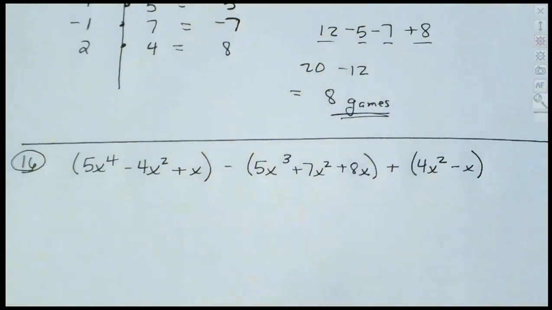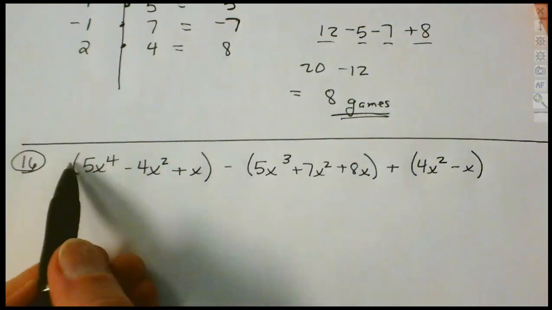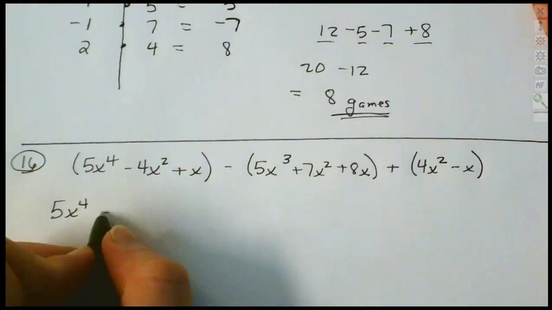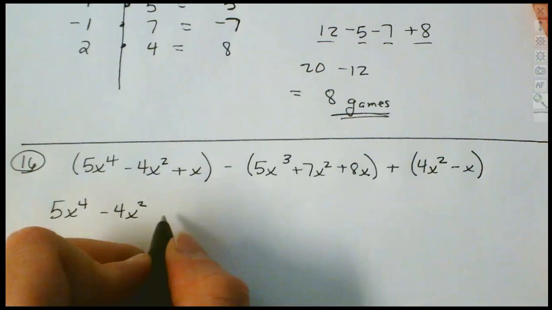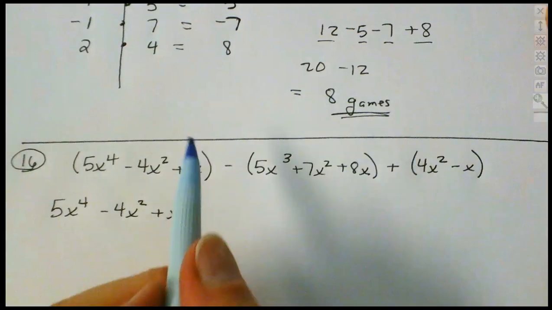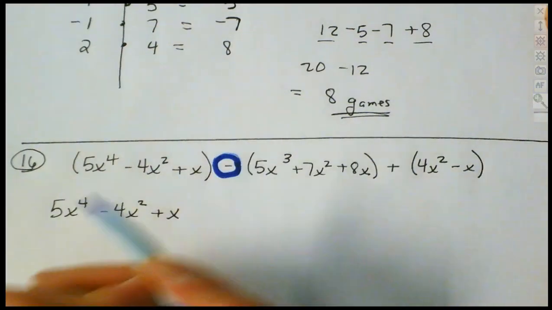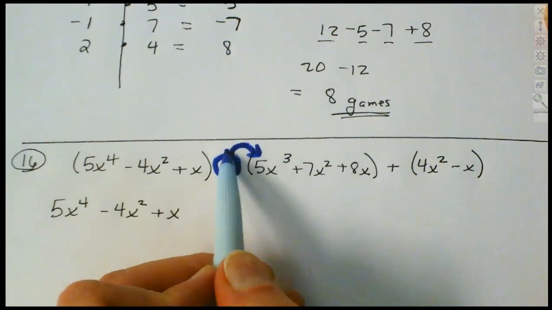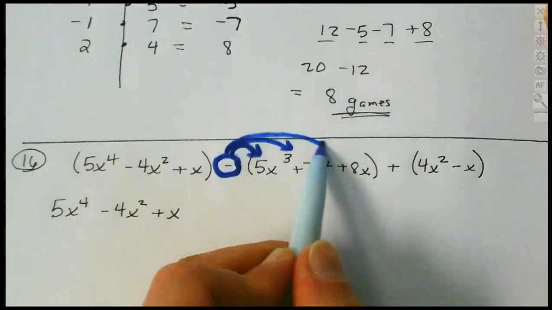So this one, we're adding and subtracting these together. And in some cases on these, we've got parentheses that we don't need. So if you've got extra parentheses, we'll just get rid of them. The first set, there's nothing in front. So it just comes down as a 5x to the 4th minus 4x squared plus x. So that parentheses was not needed. However, the next one, what's in front of it? The next one has a negative in front, so we've got to distribute that negative through.